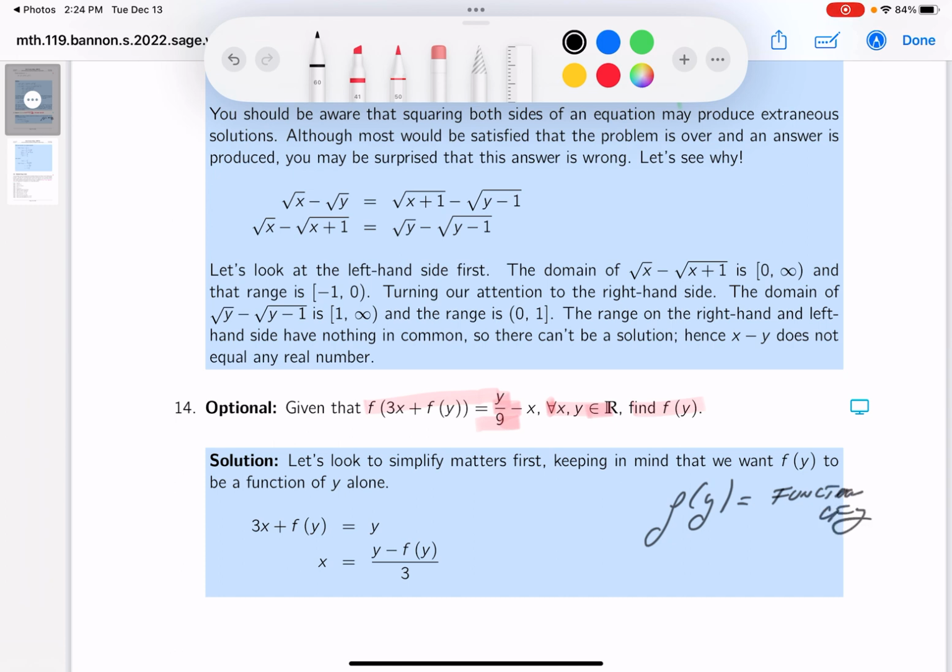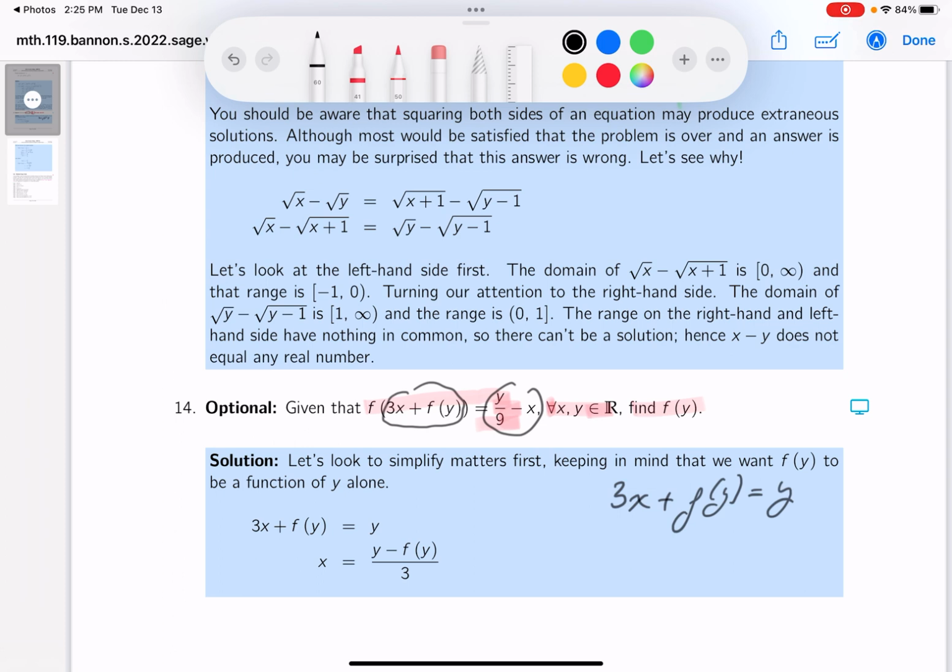So looking at the problem, I've got several problems to deal with. One is that I want this argument here certainly to be y. And I want this thing over here not to have any x's in it. All right, so let's write this simple thing down first. I want that argument 3x plus f of y to be equal to y. I don't know what it is yet, but I want that.